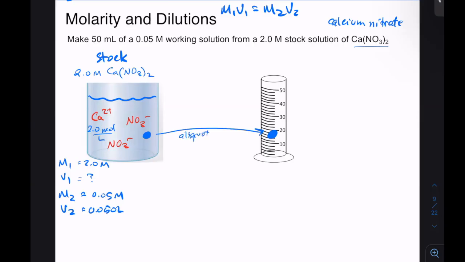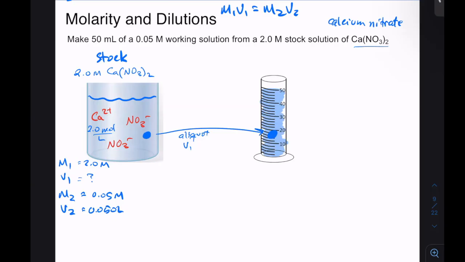That's going to be our V1 of the stock solution that we're going to take, and we're moving it over to our graduated cylinder, and then we're going to bring this up to a final volume of 50 milliliters, because that's the dilution that we're making. So I move the aliquot over, and then I add some water to fill up the graduated cylinder up to the 50 milliliter mark.